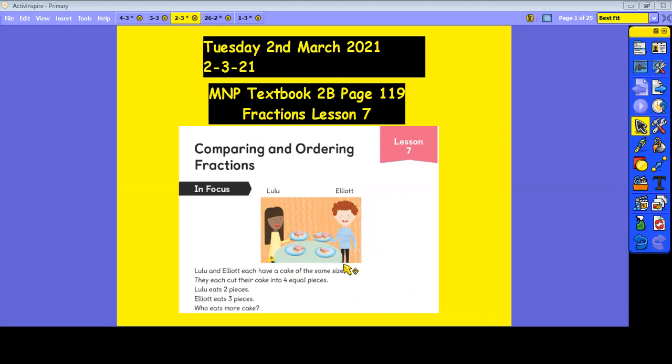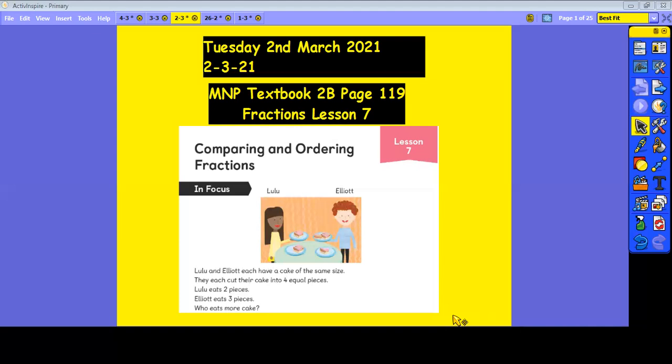We've got Lulu and Elliot, who each have a cake of the same size. They each cut their cake into 4 equal pieces. Lulu eats 2 pieces. Elliot eats 3 pieces. Who eats more cake? I'm sure you have figured that out. But can you tell me what fraction each child ate?